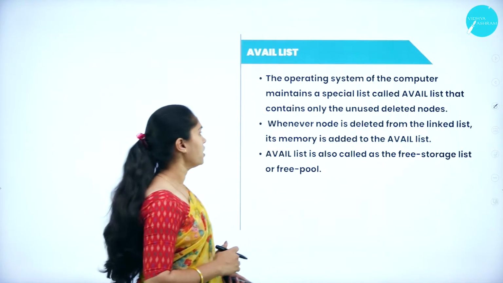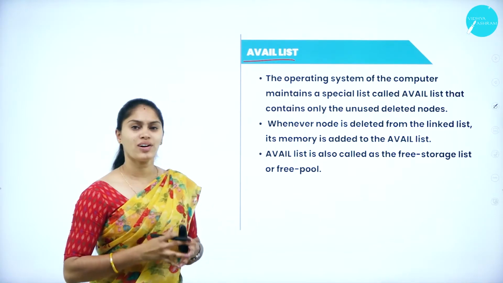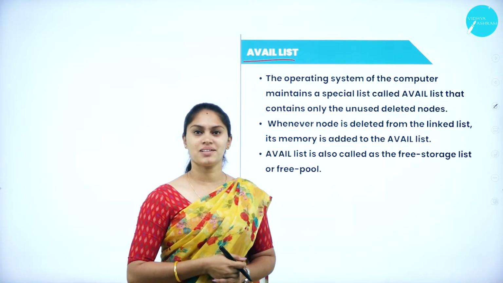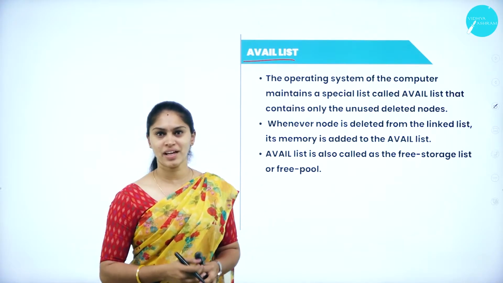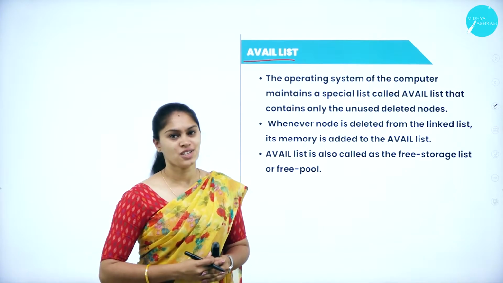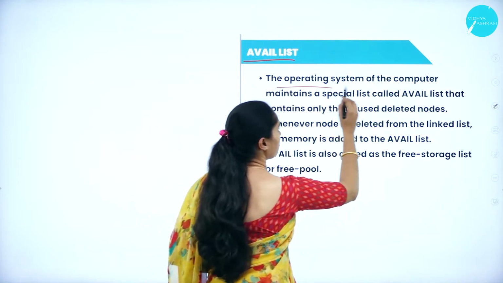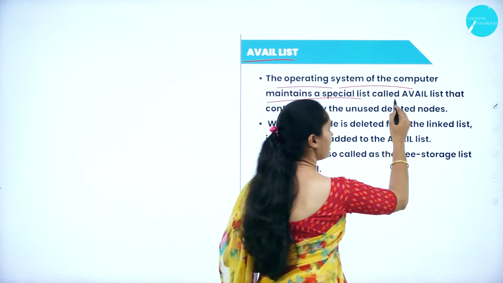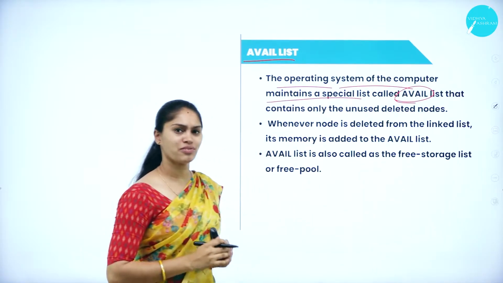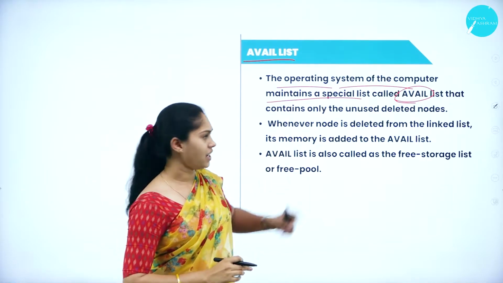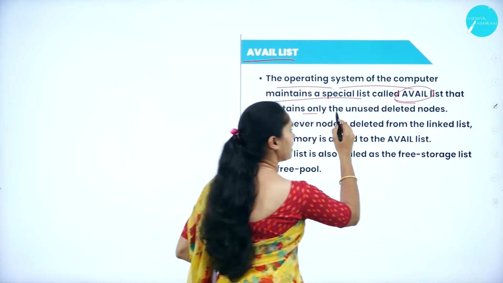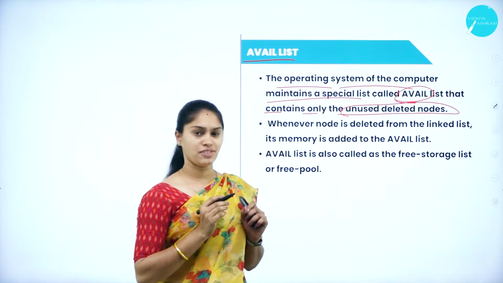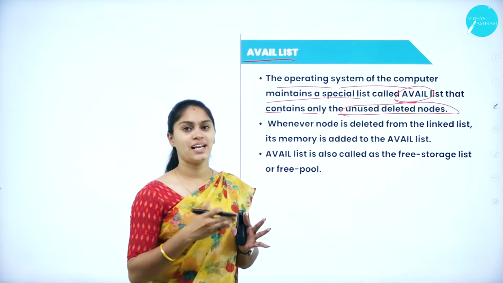So next we have an avail list. So what is this avail list? In order to improve the efficiency of a computer, it is our responsibility to use the computer's memory in an efficient manner, right? So the operating system of a computer will maintain a special list that we call the avail list. Then what is the use of this avail list? This avail list contains only the unused deleted nodes. So what will it contain? It will contain unused deleted nodes.